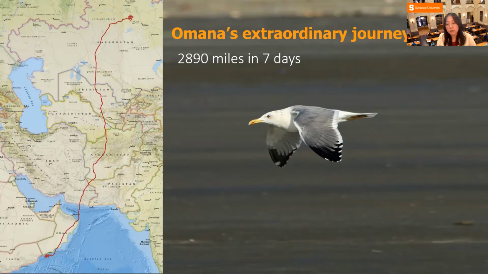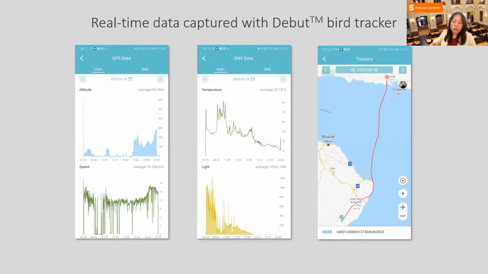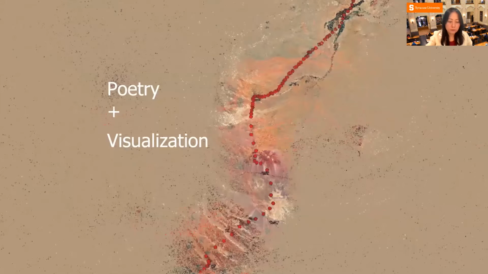And she wears a tracker, a bird tracker. With that tracker, we were able to collect information of her journey, such as location, temperature, humidity, air pressure, light intensity, energy level, and so on. We then translated the data into modern haiku style poems and a series of stylized map images. So for this one, the thinking is, besides visualizing, what else can we do with this data? So the poetry would be the template for this project.